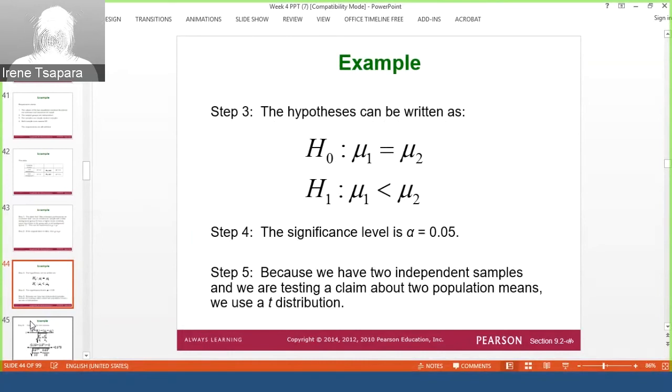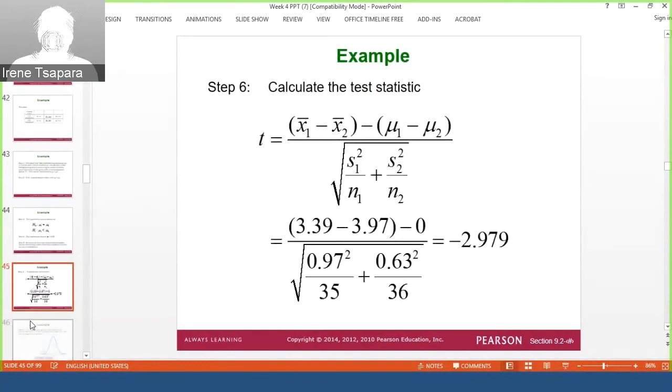Now, the significance level was, from what I remember, 0.01 and not 0.05. It seems that we changed it. I don't remember which one is the correct one. We'll see in the next slide.